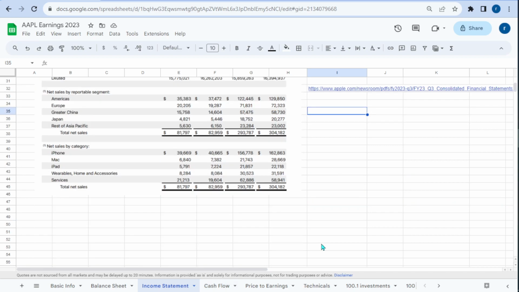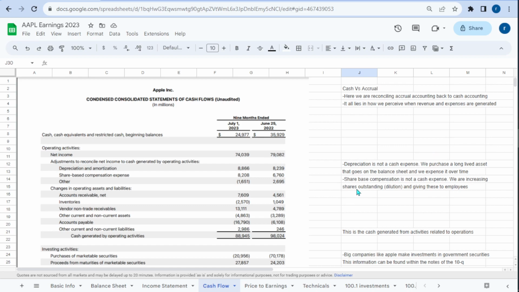Now, let's go ahead and look at the cash flow statement. The cash flow statement is probably what confuses people quite a bit. So when we're looking at the cash flow statement, we're doing something called cash versus accrual. When these companies record income or revenue, they do this using accrual accounting. And cash accounting is pretty much just looking at when you're receiving the cash.